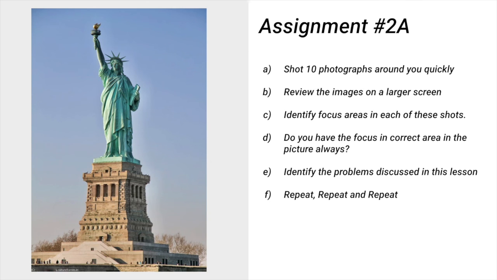Shoot 10 photographs around you quickly. Review the images on a larger screen. Identify focus areas in each of these shots. Do you have the focus in the correct area in the picture, always? Identify the problems discussed in this lesson. Repeat the process until you get it right.